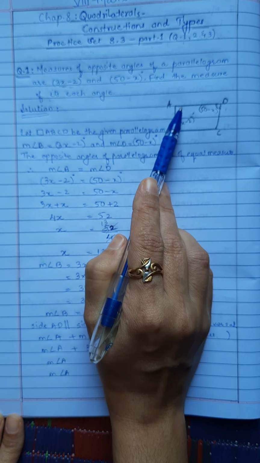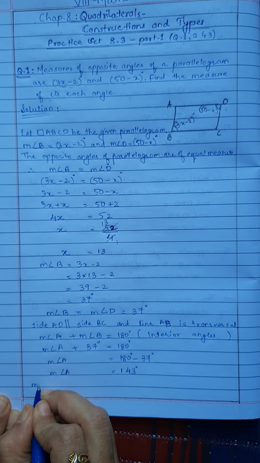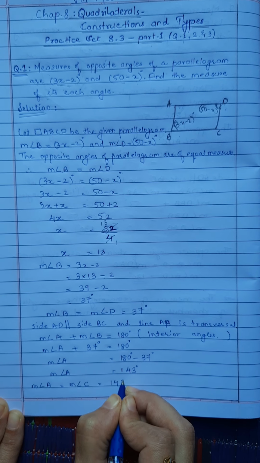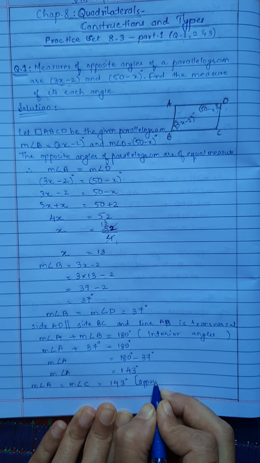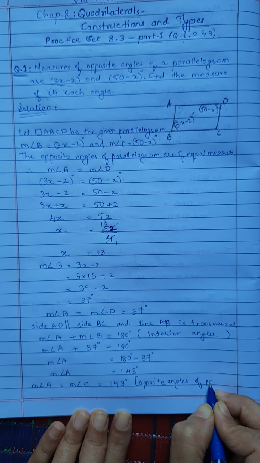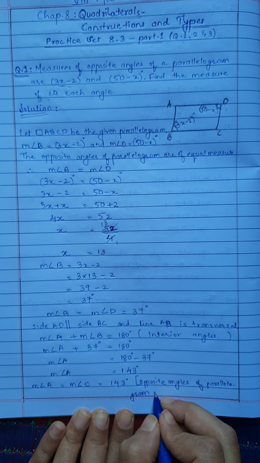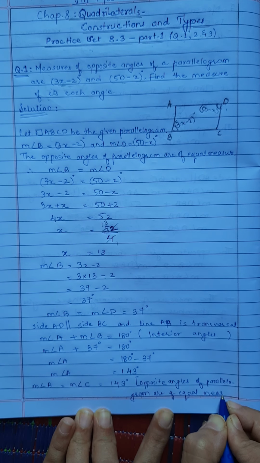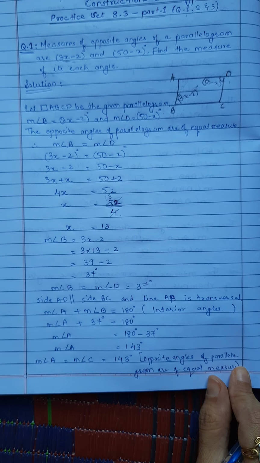Now again the property says the opposite angles of a parallelogram are of equal measure. Therefore measure of angle A will be equal to measure of angle C, that is 143 degree. The reason is the same: opposite angles of a parallelogram are of equal measure. So the answer you got can be written together.